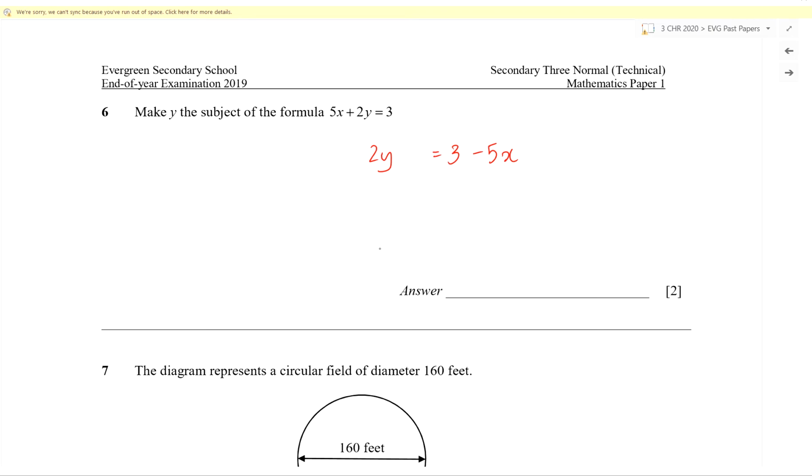But remember, I need y to be equal to something. So what I need to do is to divide by 2. So 2y over 2 equals to 3 minus 5x over 2. Nothing actually changed. It is still the same 2y equals to 3 minus 5x, but on both sides I divide by 2. So by dividing by 2 on both sides, my left hand side becomes just y. Y equals to 3 minus 5x over 2. And that's the answer.